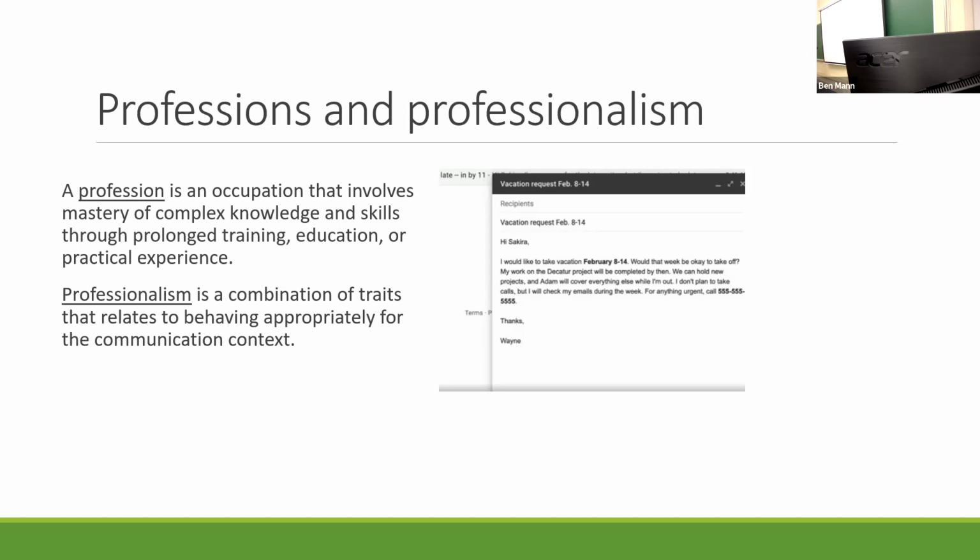as well as a signature, right? Typically, doing something like requesting time off would be a way that you communicate ahead of time by email. That would be an example, based on the norms, values, and ethics of that organization, of engaging in professional communication.